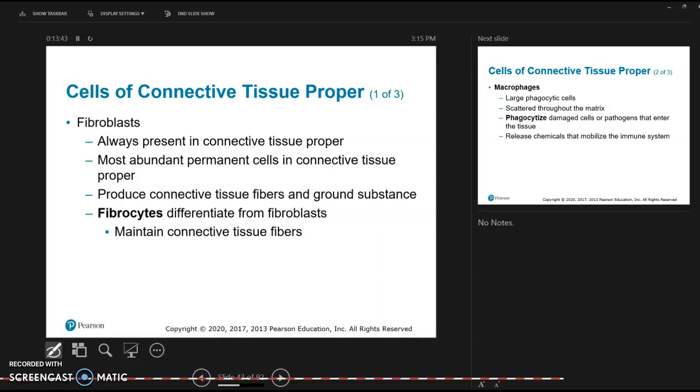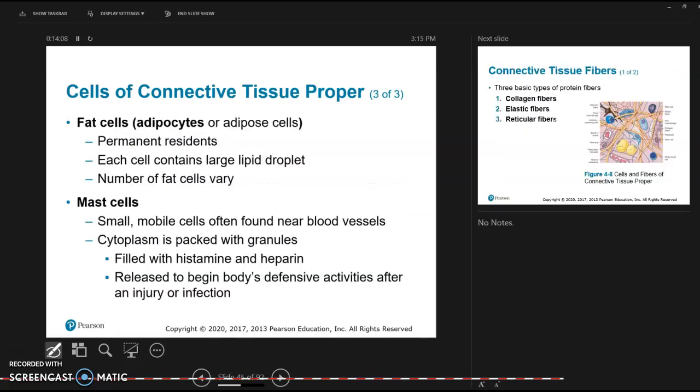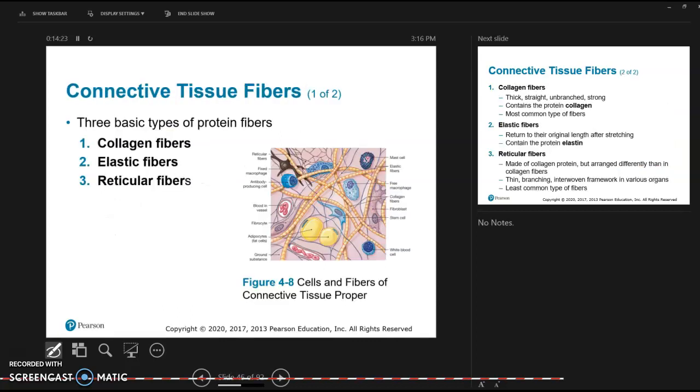Okay, the fibroblasts are cells of connective tissue proper that produce the protein fibers. So they're going to produce the reticular fibers, the elastic fibers, and the collagen fibers. Macrophages are phagocytic cells. They're large phagocytic cells, and they phagocytize either damaged cells or pathogens. Fat cells or adipocytes store fat. Mast cells are going to release histamine and heparin, which help to stimulate the immune system.